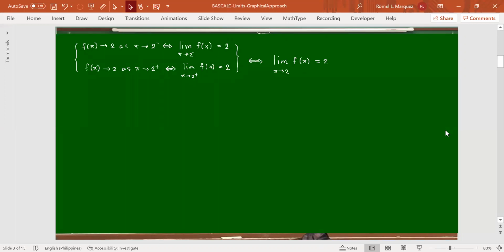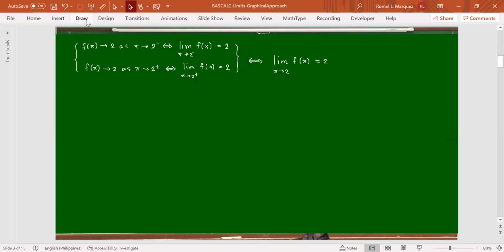Okay? So that's how the function behaves near x equals 2. As x gets closer and closer to 2, f of x is attaining a limiting value. And that is called the limit of the function as x approaches that number a. And that a is equal to 2, and the limit is equal to 2 also. It so happens. Okay, guys?